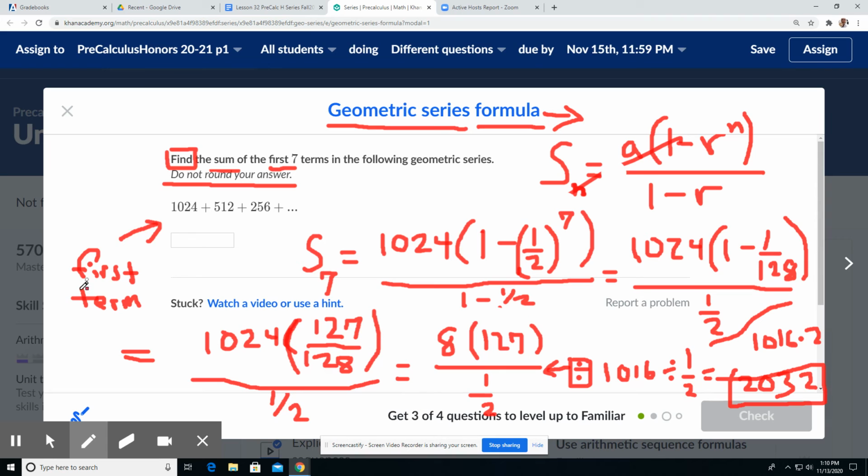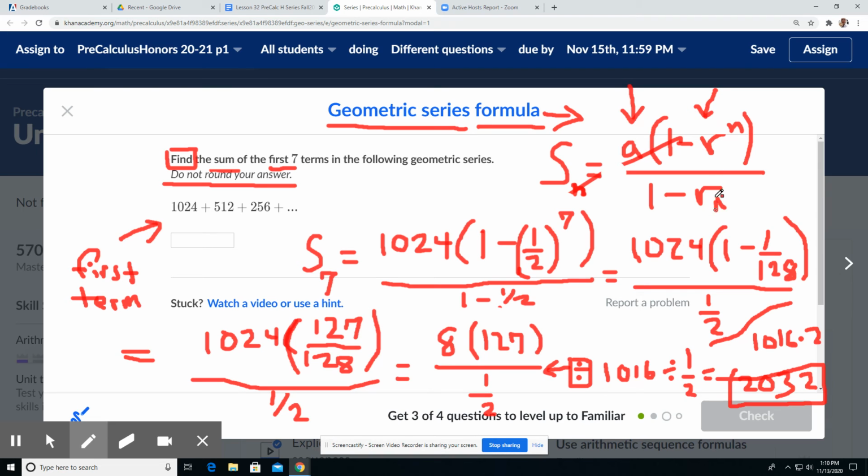So let's just go ahead and summarize what just happened here. Find the sum of the first 7 terms in the following geometric series. Do not round your answer. So we're adding up the first 7. We don't even need to see the rest. We're just using the formula. This is our first term, so it goes in here. There's our first term, A. The common ratio I had to find. I just divided it, and there's our common ratio, which was 1/2.